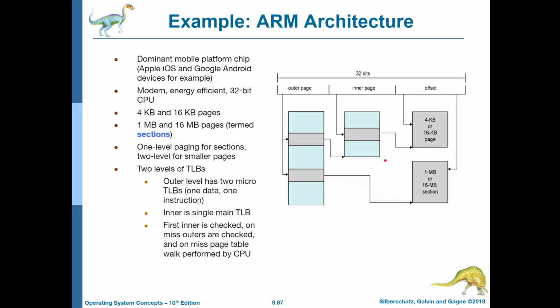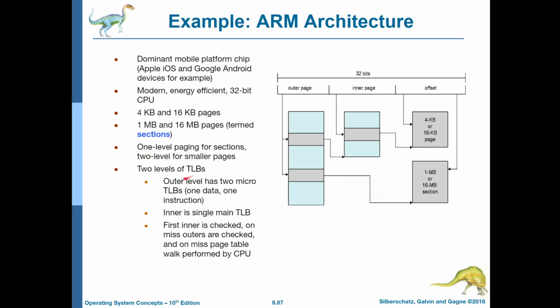So when it comes to the ARM architecture, the ARM architecture is generally 32-bit, although there are 64-bit ARM systems at this point. In the ARM architecture, there are either 4 kilobyte or 16 kilobyte pages. These pages are divided up into what are called sections of 1 megabyte or 16 megabytes. If you're using sections, sections have one level of paging. If you're using pages, you actually have 2 levels.